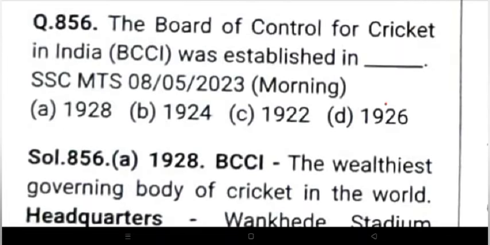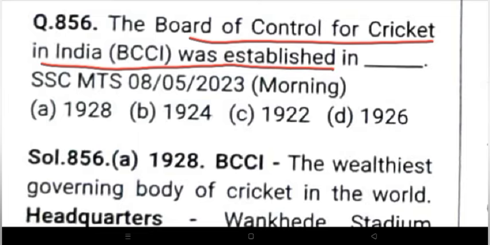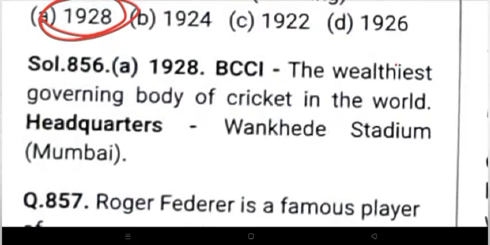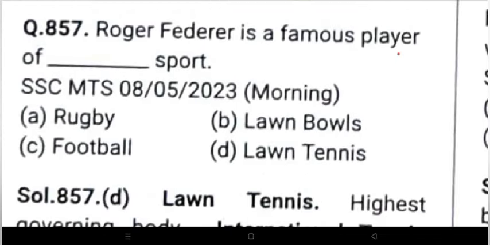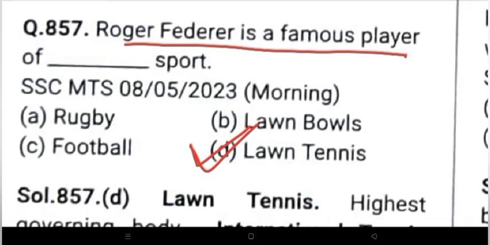Next is the Board of Control for Cricket in India. BCCI was established in 1928, with headquarters at Wankhede Stadium, Mumbai. Next, Roger Federer is a famous player of lawn tennis.